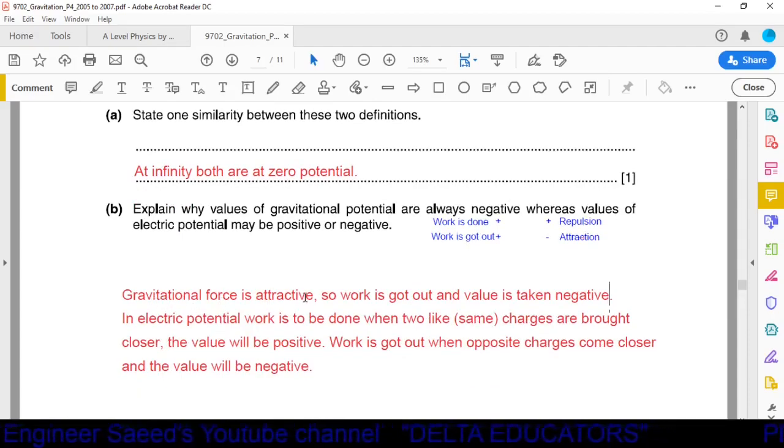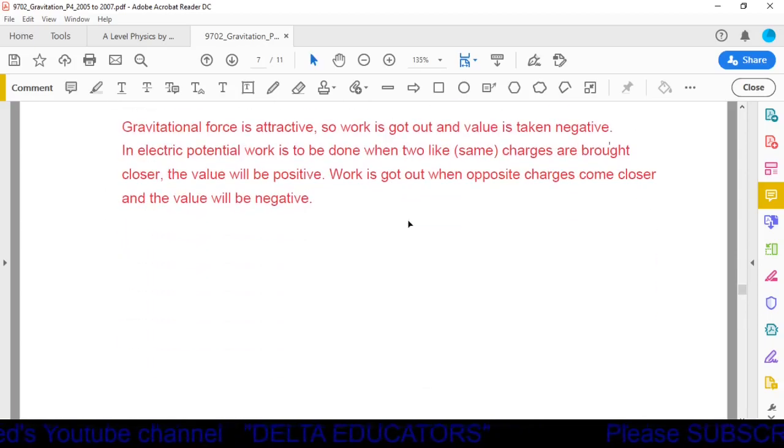Gravitational force is attractive, so work is got out and value is taken negative. In electric potential, work is to be done when two like or same charges are brought closer and the value will be positive. Work is got out when opposite charges come closer and the value will be negative. Okay.